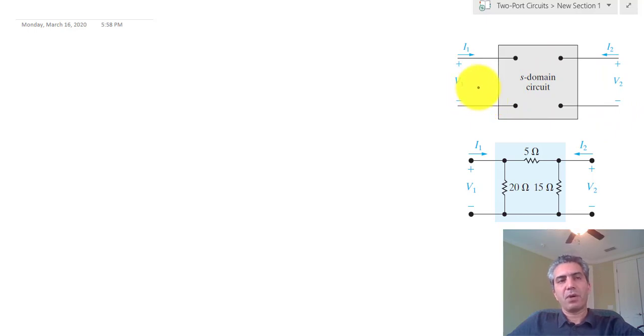You don't have to have that case. This doesn't have to be called input and that other one output for this to be useful, but a lot of times this is how a two-port system is going to be used.